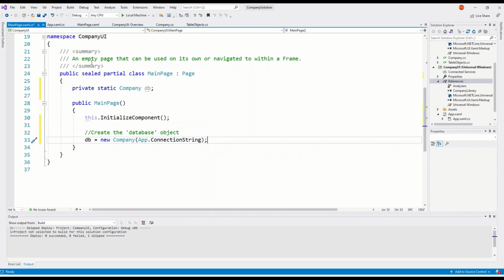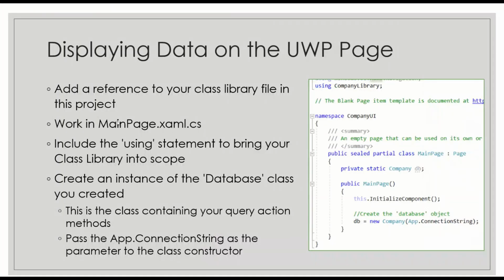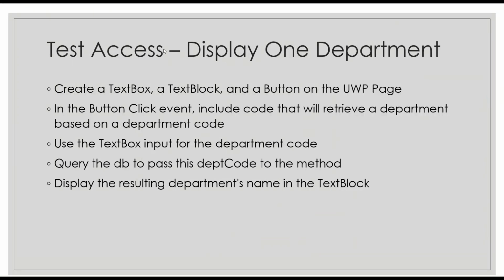Okay, now we're going to go in and we're going to test our access by calling that method to display one department. So we're going to create our user interface, the text box for user input, the text block to show the results, and the button, and then we're going to make the button click event. In the button click event, our goals are find out what they entered in the text box, call that method to retrieve the associated department, and then put the resulting department's name into the text block. So we're going to create a very simple user interface for this input-output cycle.